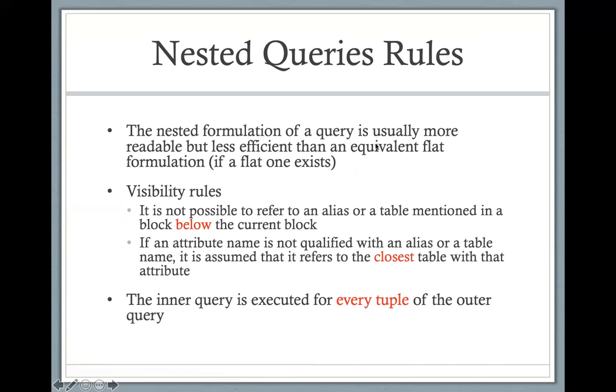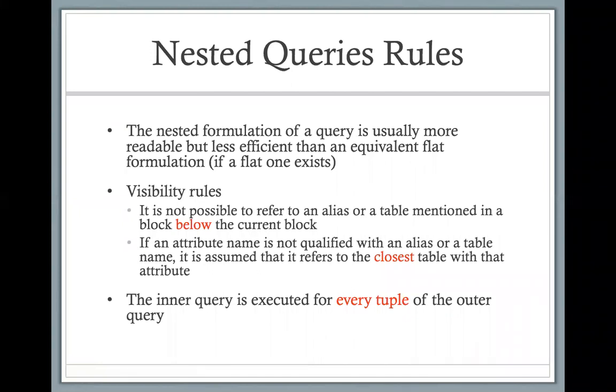Now, again, nested formulation is easier to understand. People tend to overuse it, but it's not very efficient. Why? Because every time the inner query is executed for every tuple of the outer query. So basically, for every tuple in the outer query, I go and execute the inner query. Of course, I cache results and what not, but still, it's comparably not as efficient as if I do joins, particularly if I use indices, which is the topic of the next module.